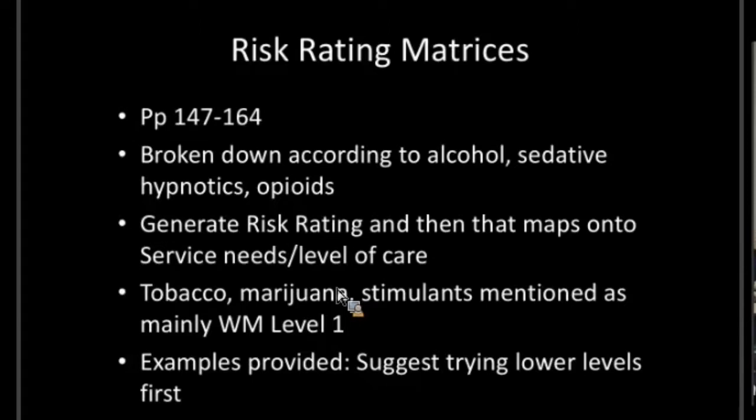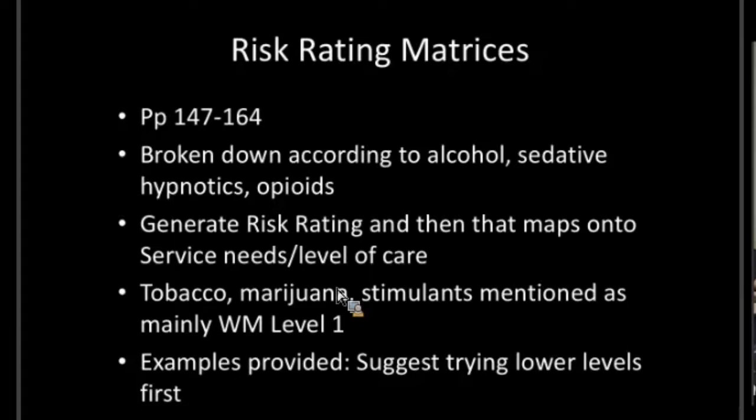And so I was hoping in our case discussions we could use some examples from there. But if I were you and I was not familiar with the ASAM manual, that's where I'd go first, because I think it's most relevant to the work that we all do. So what happens is the method allows you to generate a risk rating score, and then they map that score onto the service needs and level of care required within these risk rating matrices.